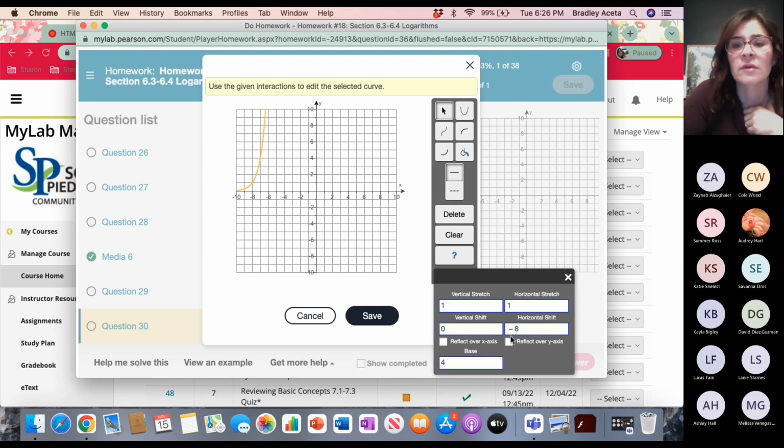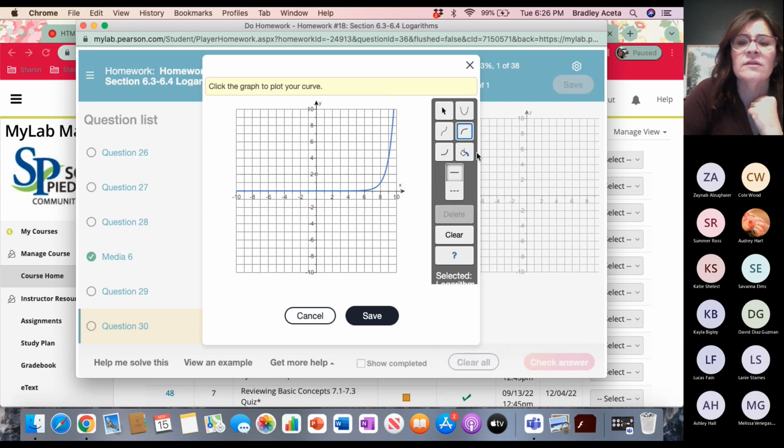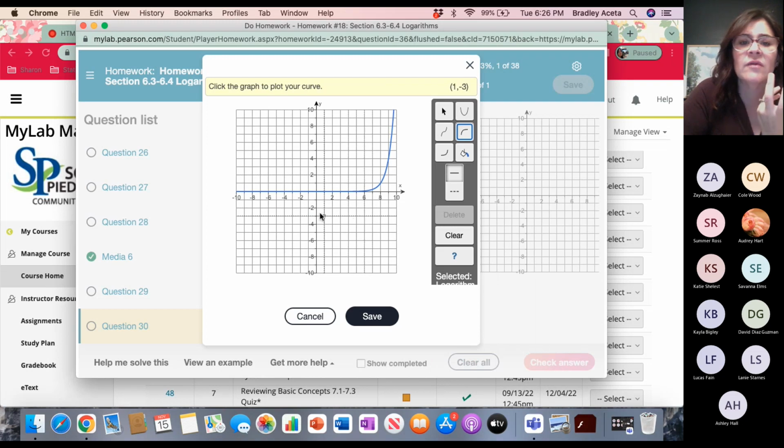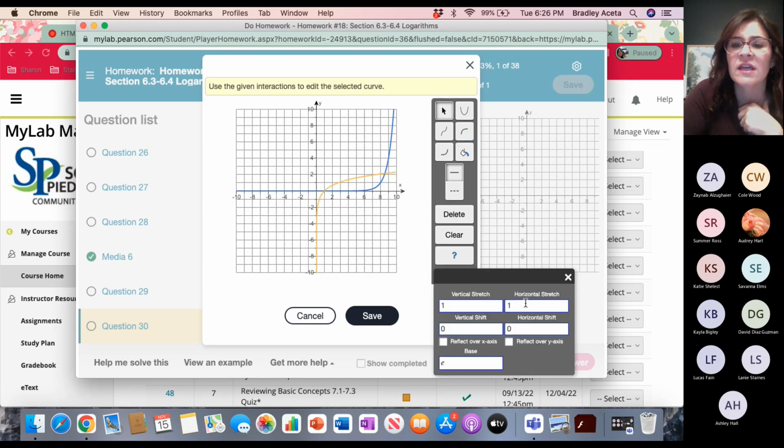Actually, it should go to the right 8. So what am I doing? There we go. Shift it over again for me. There we go. And then for the logarithmic tool, you choose this one. And again, you put your dot wherever. I don't think it cares. And for this one, you change the base to base 4 again.